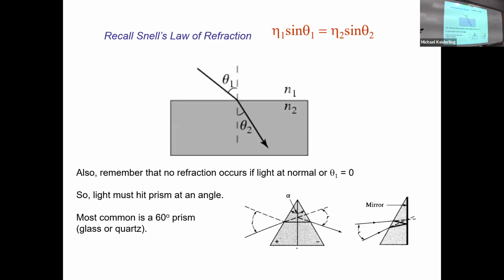Because Snell's law is index of refraction 1 times sine theta 1 equals index of refraction 2 times sine theta 2. And so no refraction occurs if light is at the normal, or if theta 1 equals 0. So the light has to hit a prism at an angle. The most common is a 60-degree prism like this, where it goes in, bends, and then bends again as it goes out. But sometimes they use half of one with a mirror in the middle. So it goes in, bounces off the back, and comes out, but it still gets dispersed.